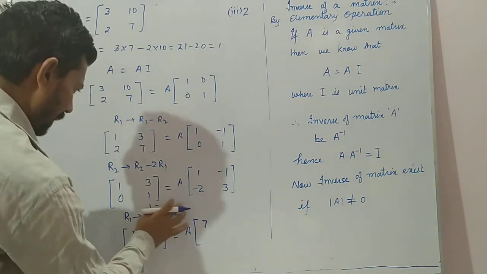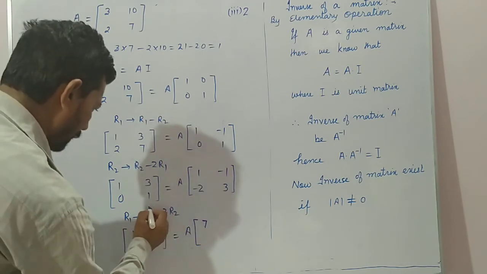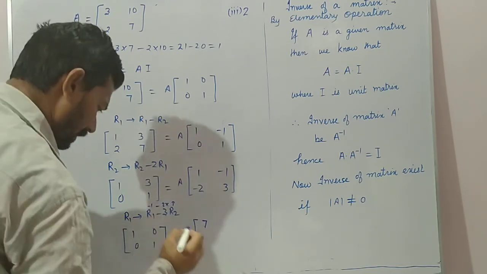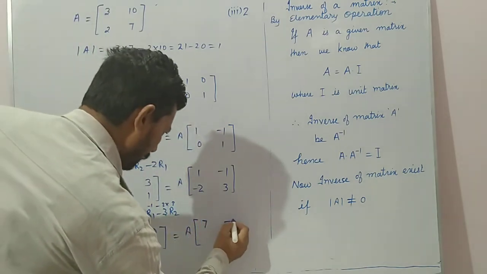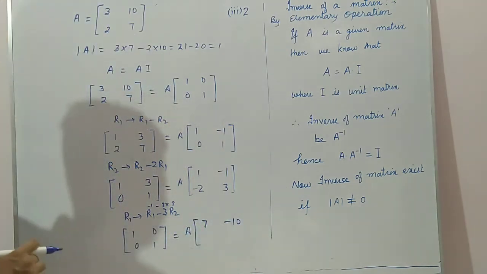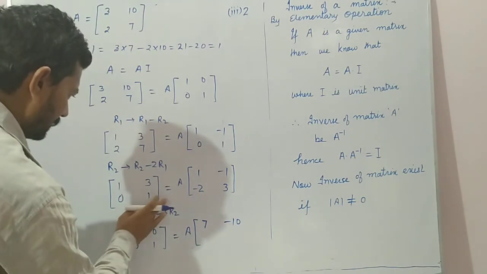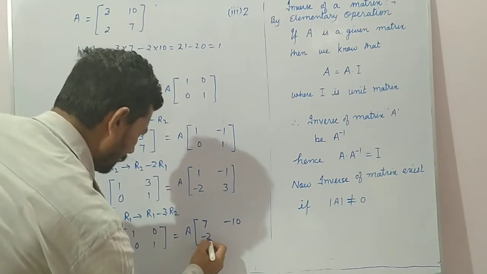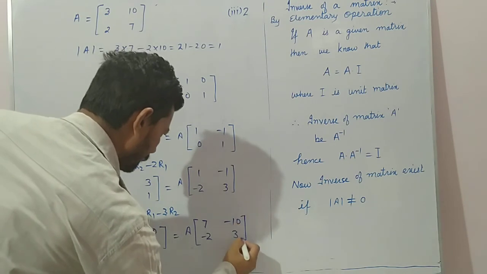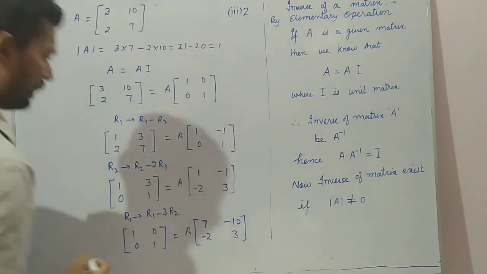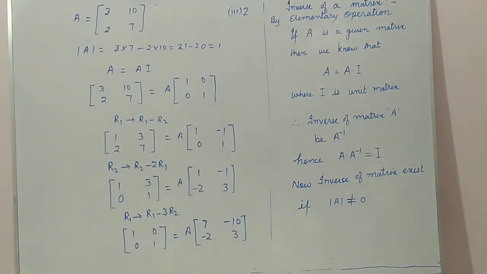Again, R1, that is how much? Minus 1 minus 3 into 3. Minus 10. Then R2 will remain as it is, minus 2, and this one is 3. So again you are getting I, this matrix you are getting.